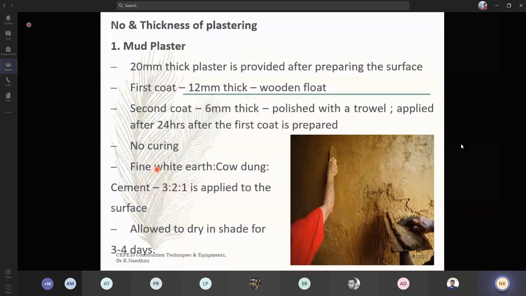Curing is not required. Fine white earth or cow dung will be used. White earth, cow dung, cement in the ratio of 3:2:1 is applied to the surface. Allowed to dry in shade for 3 to 4 days.